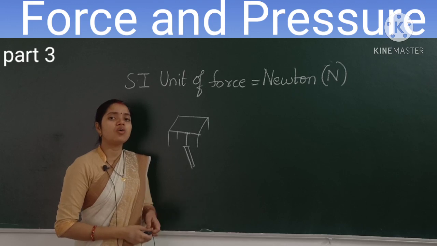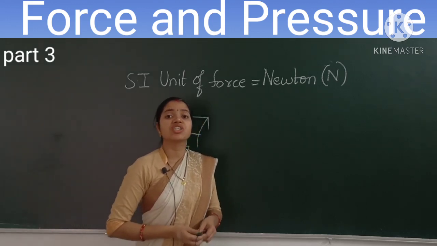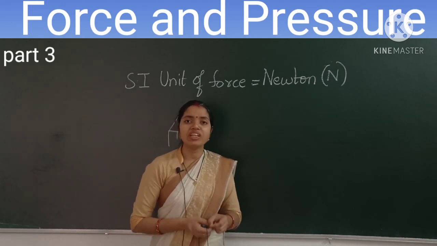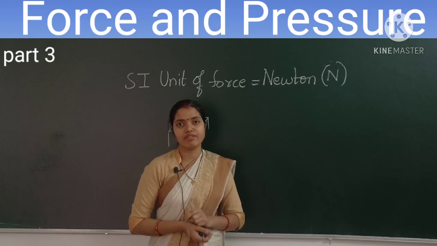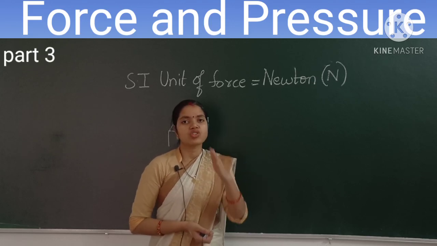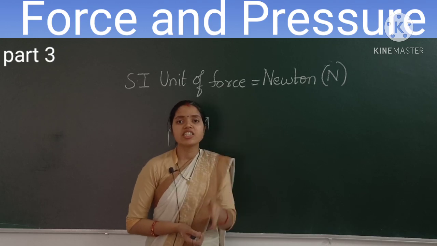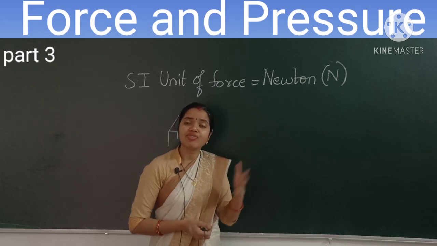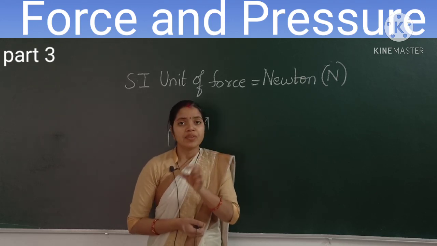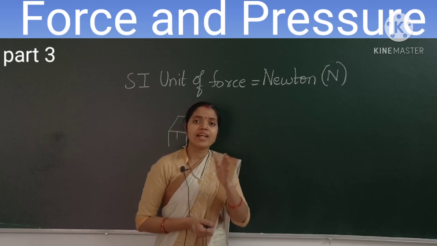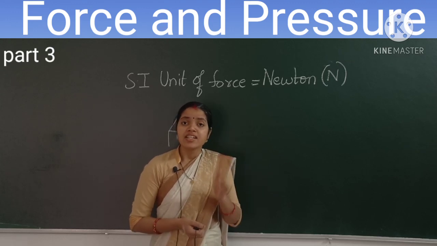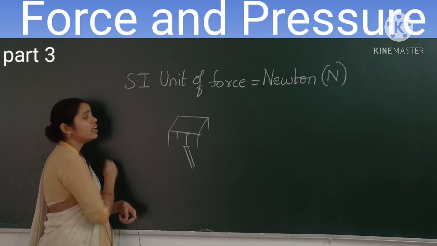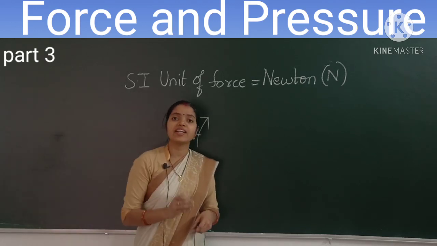Understood students? Okay. Now students, have you ever noticed why a sharp knife is more effective in cutting a fruit than a blunt knife? Why is it so? How does a sharp knife easily cut something? What is the reason behind it? So these are the effects of force which acts on an area. And the combined effect of force and the area on which it acts is described by a quantity, and that quantity is called pressure. So let's start the next topic, that is pressure.